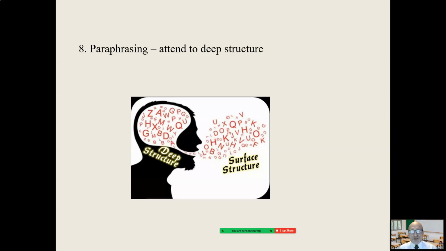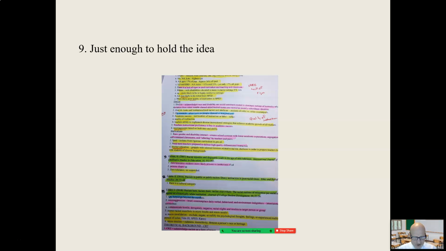This invites you to attend to deep structure versus surface structure. Deep structure is the meaning. Surface structure is just the arrangement of words. And we are concerned with the big idea, the author's meaning. So you're paraphrasing using short abbreviated sentences for your notes. Just enough to hold the idea, and that helps you avoid plagiarism, where you're using the author's words.